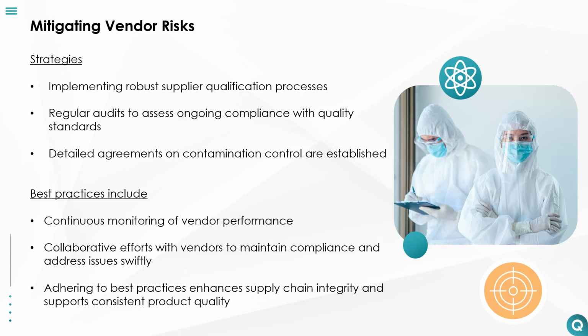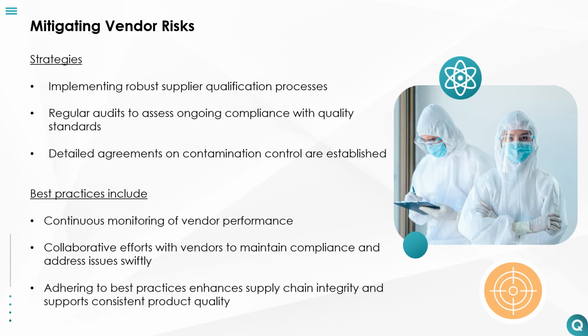There are some strategies for mitigating vendors' risks. 1. Thoroughly evaluate potential vendors on quality management, GMP adherence, and compliance history to reduce contamination risks. 2. Regularly audit suppliers to ensure they meet quality standards covering manufacturing, quality control, and storage. 3. Set clear agreements outlining responsibilities for preventing contamination, including testing and handling protocols.